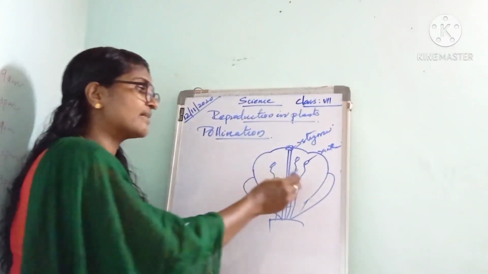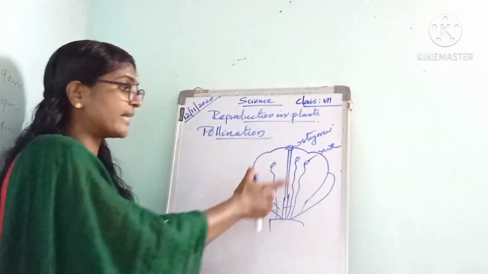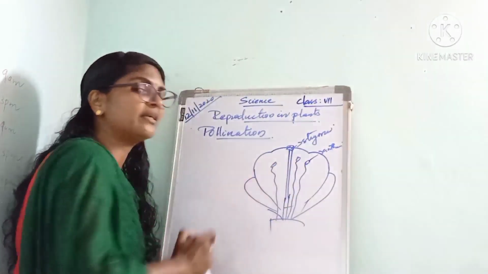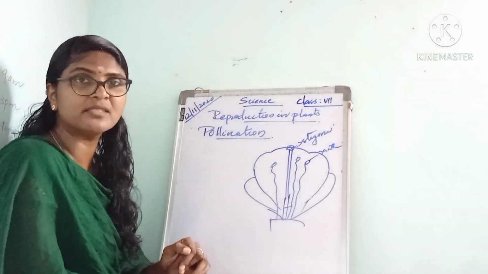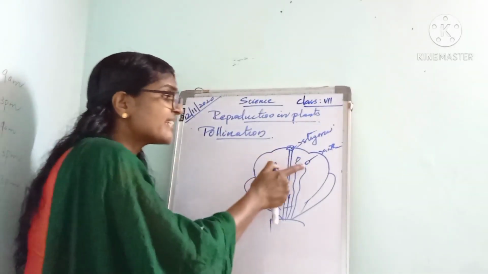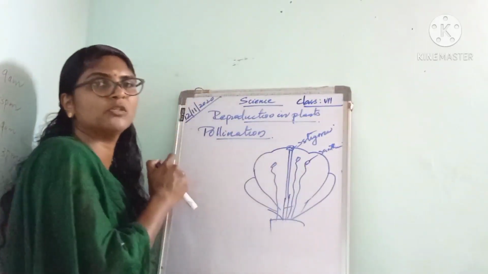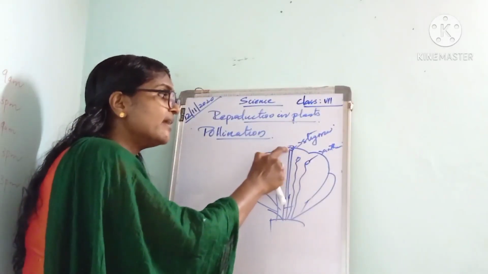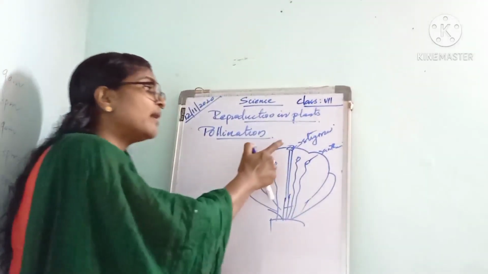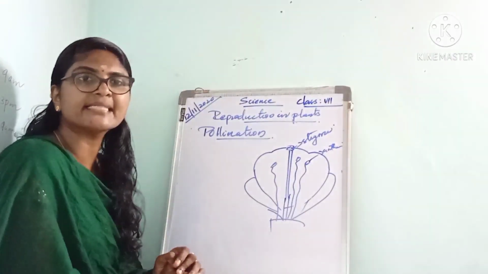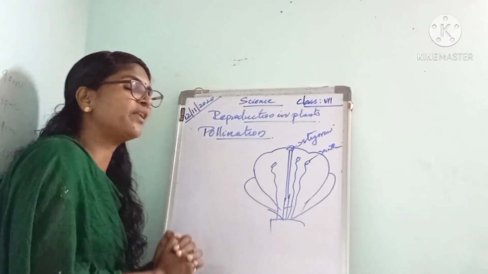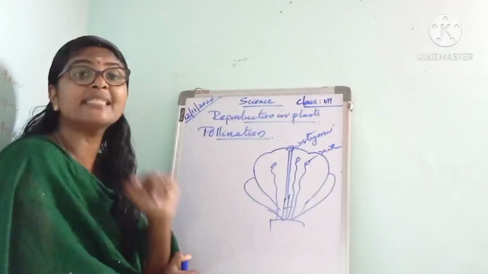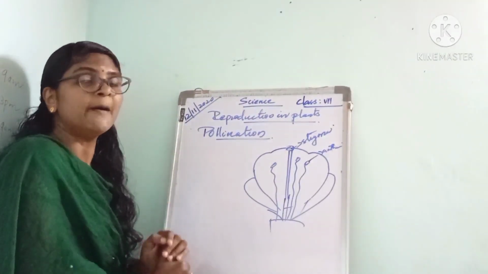Last class we also learned the structure of a flower. This structure is the anther. The anther contains a powdered form, that is pollen grains or pollen. The transfer of pollen grains from the anther to the stigma, this part here, of the same kind of flower is called pollination. Listen, what is pollination? The transfer of pollen grains from anther to stigma of the same kind of flower.